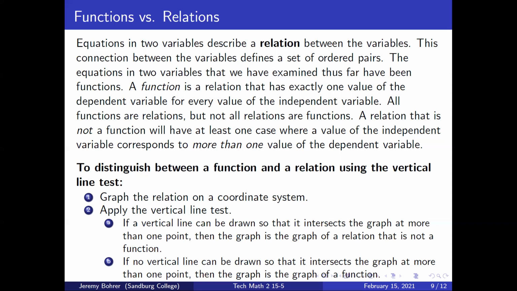Then, if a vertical line can be drawn so that it intersects the graph at more than one point, then the graph is the graph of a relation that is not a function. If no vertical line can be drawn so that it intersects the graph at more than one point, then the graph is the graph of a function.